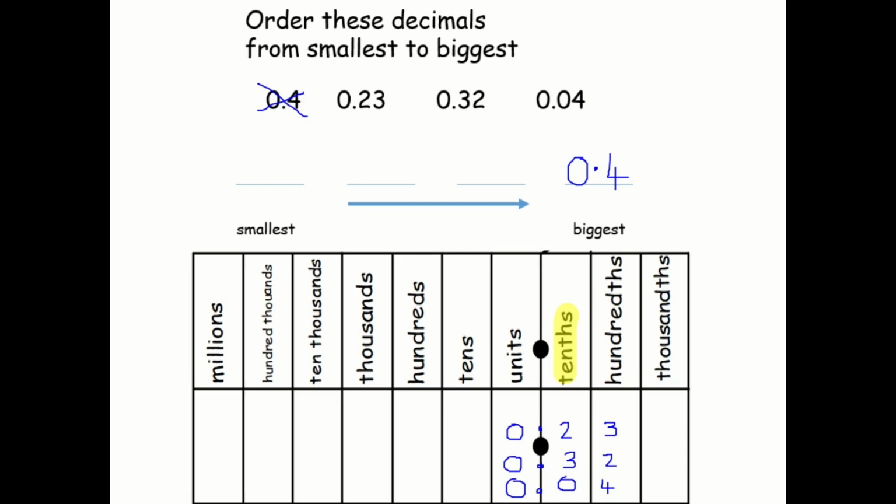So I can go down this tenths column. That's a 2, that's a 3. If that's a 3, that's the highest number in that column, so that must be the next biggest on this side, so 0.32. Or I could equally have just looked at that 0 one and said, well, that must be the smallest. So 0.04 can go there, because there is nothing in the tenths column. And therefore the one that is left is the 0.23.